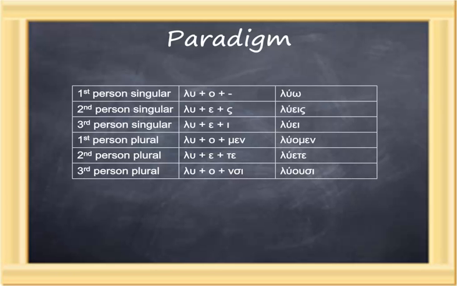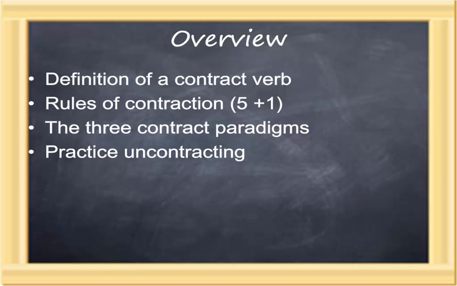In our lesson for today, we are not going to learn any more personal endings, but we will learn how those connecting vowels and personal endings combine with stems that end in short vowels: omicron, epsilon, or alpha. These stems that end in short vowels are called contract verbs.